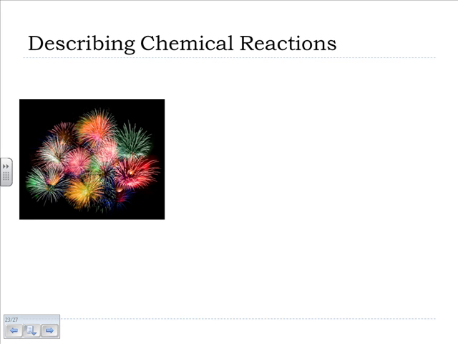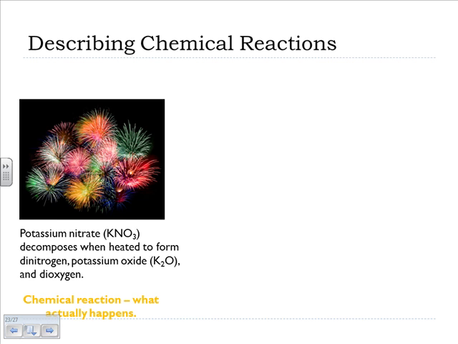We describe chemical reactions by words and talking about what happens. So I can take a chemical potassium nitrate, KNO3, and I can decompose it. That just means I heat it up a lot. And out of it I get dinitrogen, potassium oxide, and dioxygen. That's what's actually happening in those nice pretty fireworks up there. And that's the chemical reaction. Potassium nitrate decomposes and it gives off a bunch of stuff.